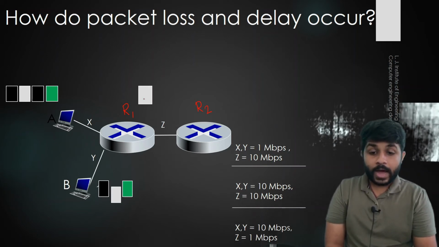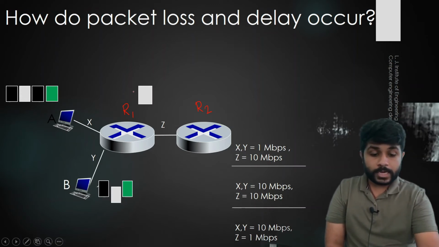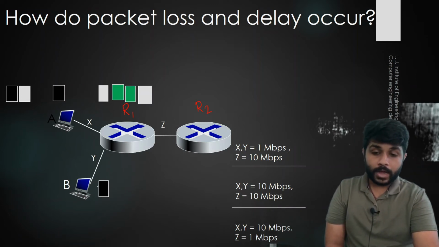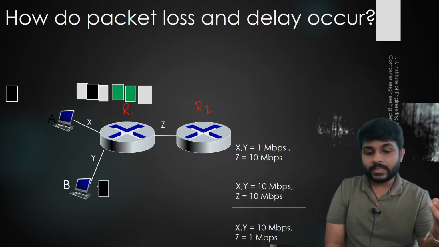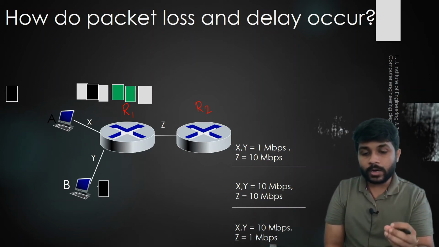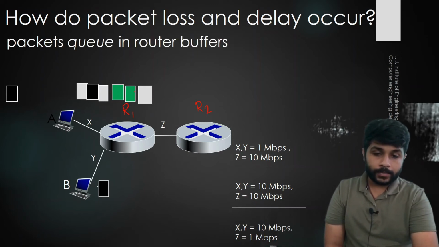Are you getting it? Because X and Y are high speed and Z is low speed, R1 will receive all the packets at a very high rate, but it will not be able to forward them that fast. So what will happen is that all the packets will be queued up at R1. You can see that all the packets are queued up, and because this queue is happening at R1, it will create delay.